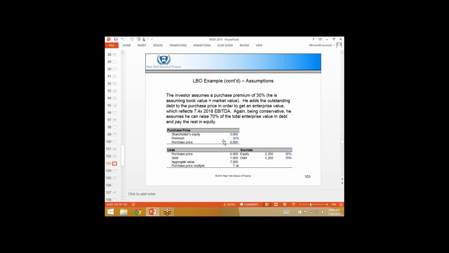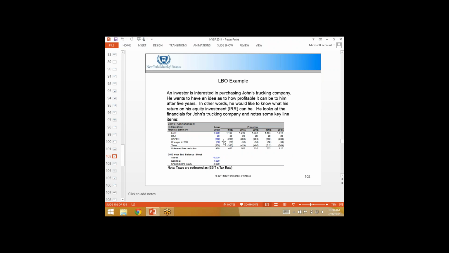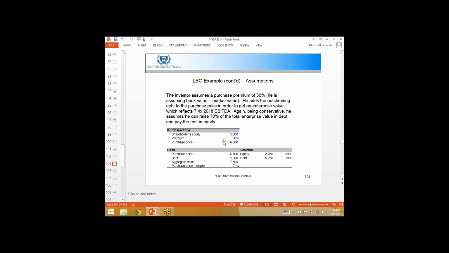Uses and sources. Well, purchase price plus the target net debt. Remember, I had noted the liabilities. Let's say this is all net debt, real simple. 6,500 plus 1,000 is 7,500, the aggregate value or enterprise value. That's my uses. Just purchase price plus net debt. Forget fees. Let's say I've negotiated 70% debt. I found a bunch of different lenders. Keep it simple for now. 70% debt. I'm putting in 30% equity. That's my uses and sources.